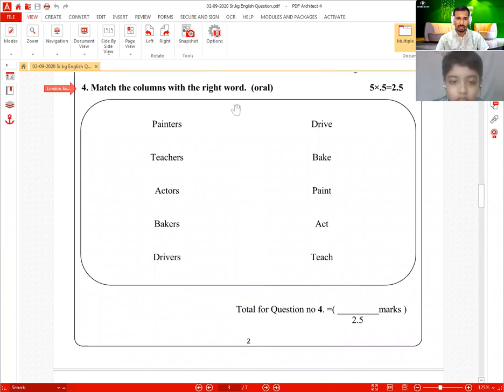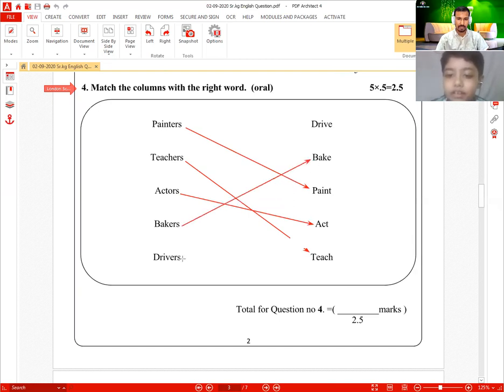Number four now, match the columns with the right word. Okay, match it. Painters with which? Paint. Okay, teachers? Teach. Actors? Act. Bakers? Bake. Yes. One is left, so it will be with this. Good, very good. You are doing very well, Farhan.